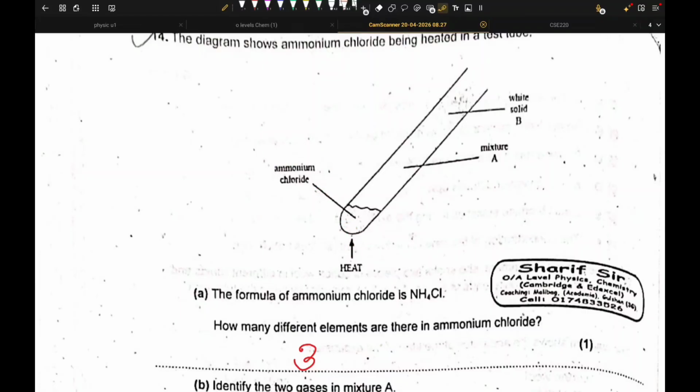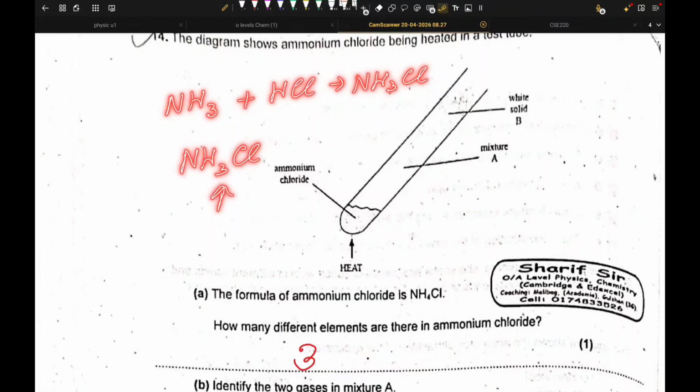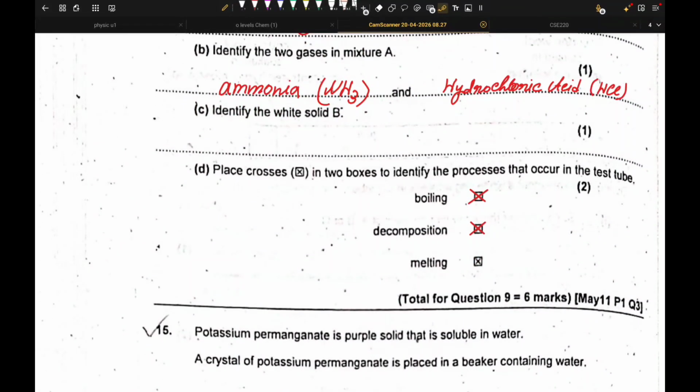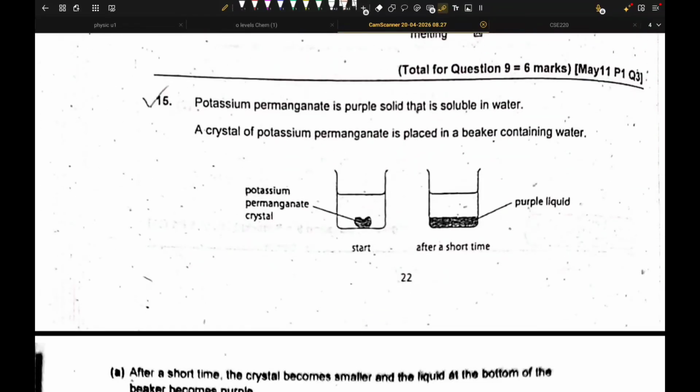So first thing first, if I have ammonia plus HCl, I get ammonium chloride. But if I take ammonium chloride and apply heat to it, it breaks down into ammonia and HCl again. So we will get ammonia gas and HCl gas out of this. Place a cross in the two boxes to identify the process that occurs in the test tube. One is definitely boiling, the other is decomposition, because the whole thing is getting decomposed into two parts.